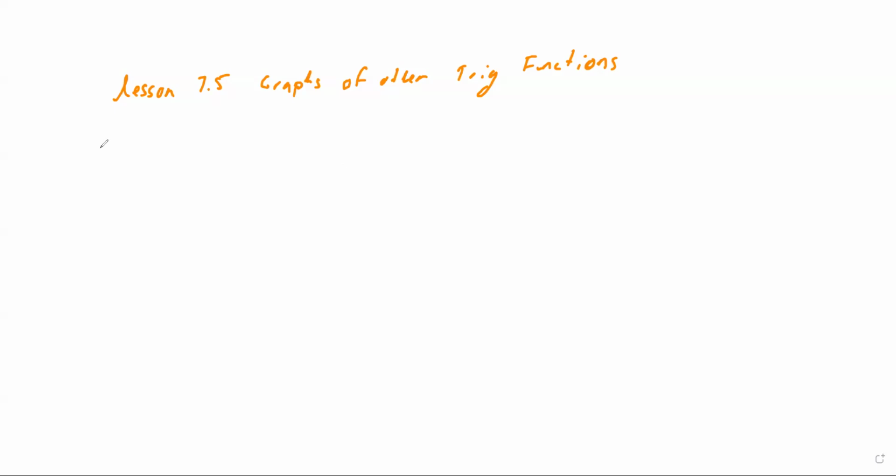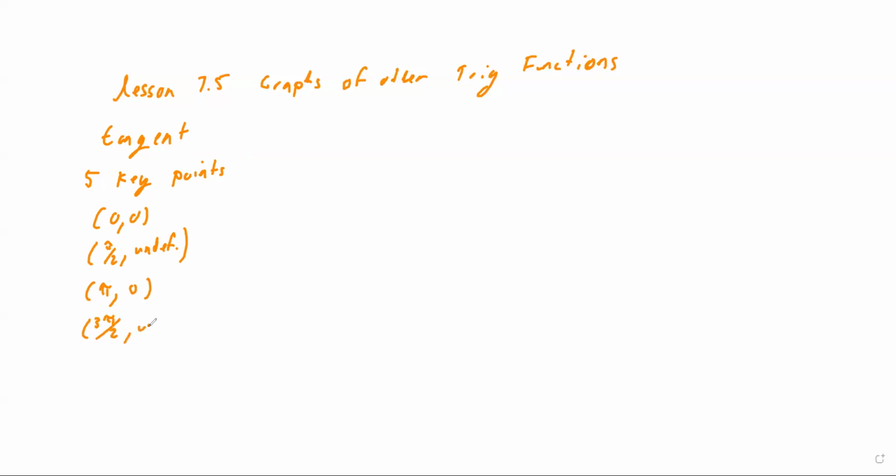So we have tangent. And just like with sine and cosine, there's really just 5 key points. And again, if you want 16 different points, the textbook will definitely give them to you. But the 5 key points are 0, 0; pi halves, undefined; pi, 0; 3 pi halves, undefined; and 2 pi, 0. A couple things to note: the period for a tangent is only pi.